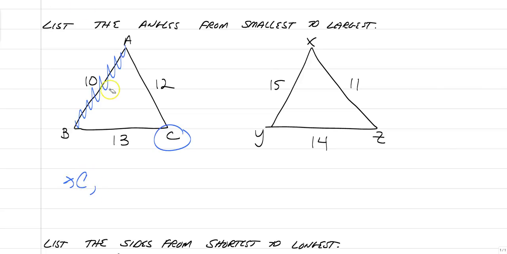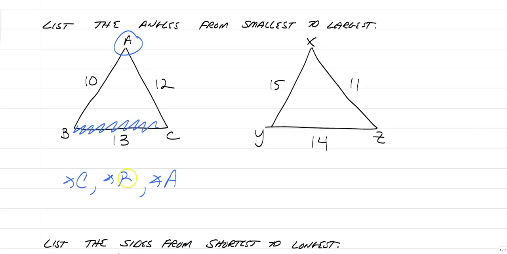And then if we were to look at the biggest side, the biggest side is 13. That means the angle that is opposite of the 13 is going to be your biggest angle. So angle C is the smallest, angle A is the biggest, which means angle B is somewhere in the middle. Okay, so why don't you pause the video and name X, Y, and Z from smallest to largest. When you're ready, click play and we'll see if you got it right.